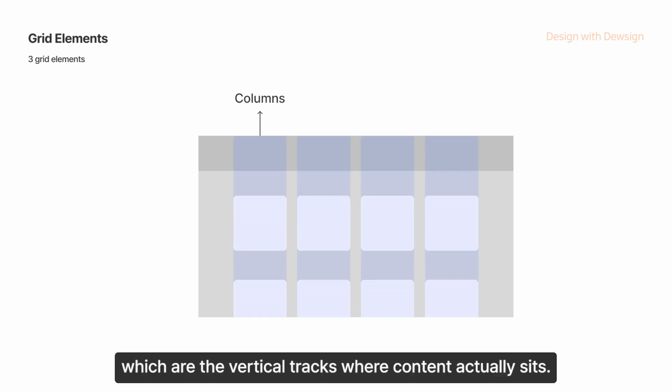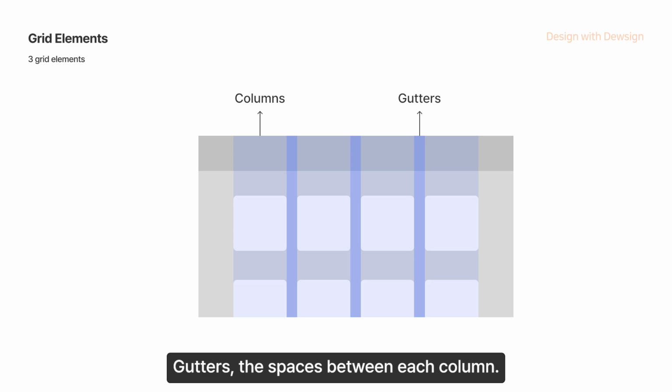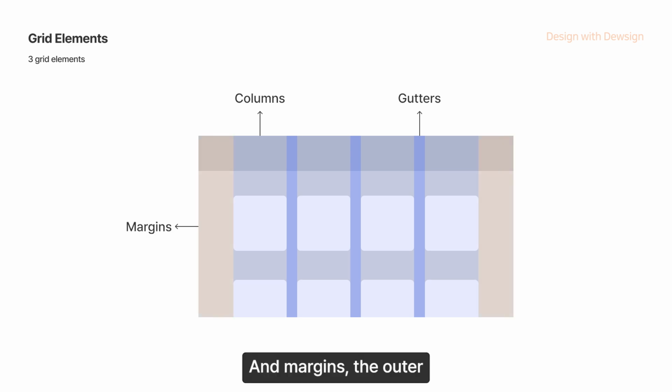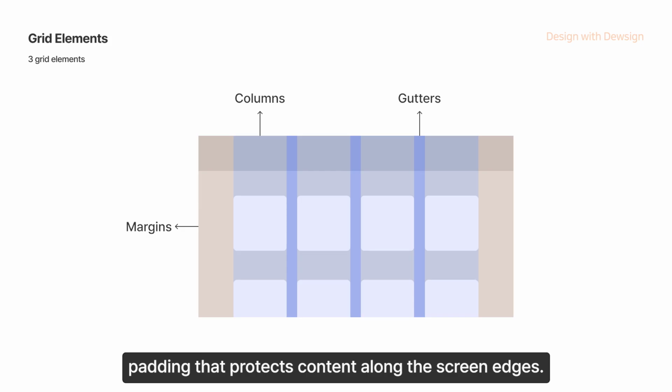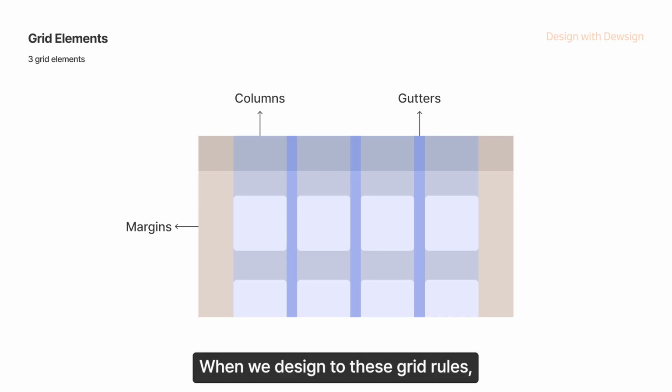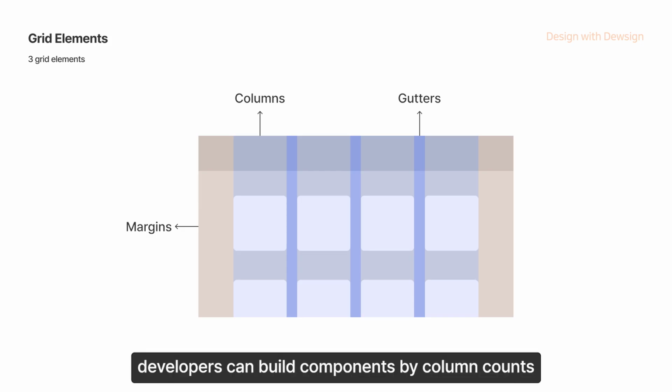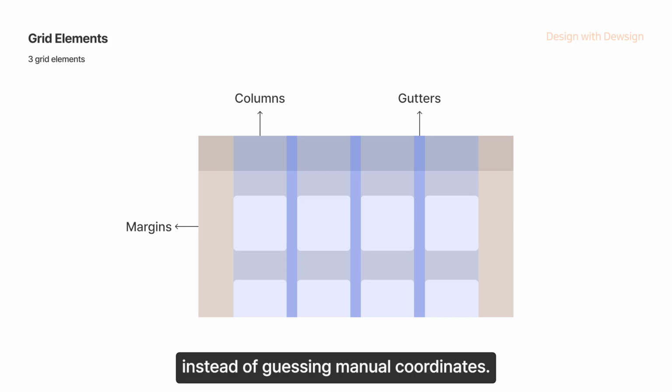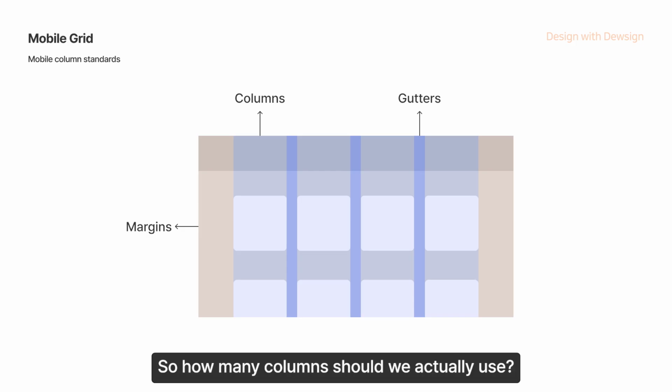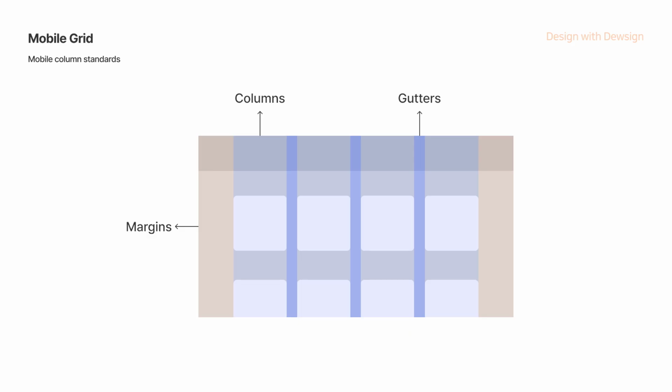Columns, which are the vertical tracks where content actually sits. Gutters, the spaces between each column. And margins, the outer padding that protects content along the screen edges. When we design to these grid rules, developers can build components by column counts instead of guessing manual coordinates. So, how many columns should we actually use?